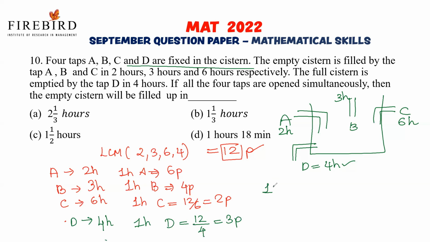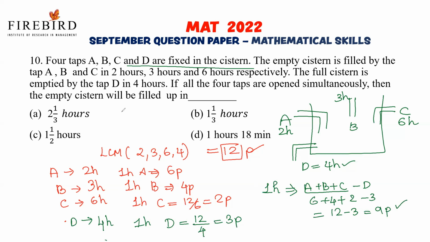What about the 1 hour process? If all the 4 taps are open simultaneously, we know that A, B, and C will fill the tank and D will empty the tank. So add the individual 1 hour work of A, B, and C taps, 6 plus 4 plus 2 minus 3. So 12 minus 3 is what? 9 parts. In 1 hour, if all the 4 taps are opened, 9 parts will be filled.